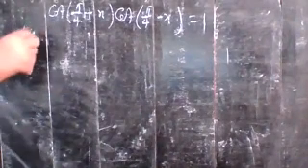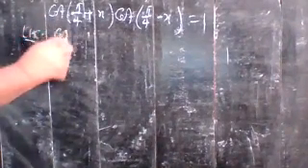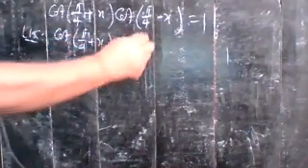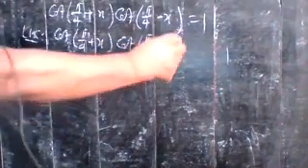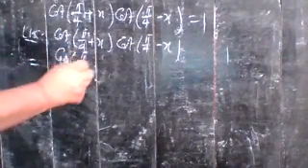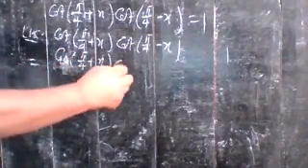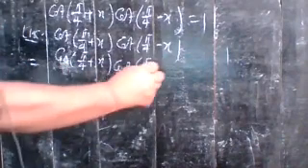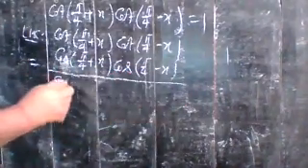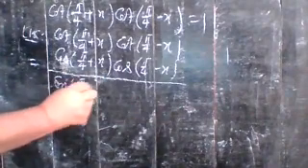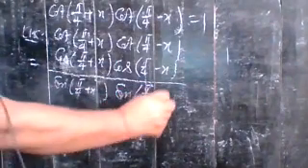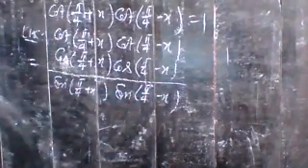Taking the left side, cot of pi by 4 plus x into cot of pi by 4 minus x. So that is cos of pi by 4 plus x into cos of pi by 4 minus x, whole divided by sine of pi by 4 plus x into sine of pi by 4 minus x. You write it in this way.